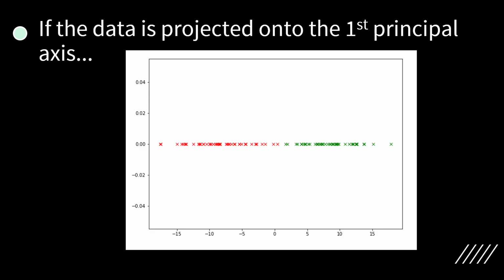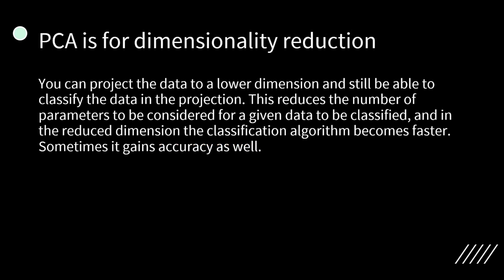Of course, this example is overly optimistic, and in many cases the 2 categories will still overlap and you may need to use more directions to distinguish them. However, it is usually the case that you can project the data to a lower dimension and still be able to classify the data in the projection if you use PCA. This reduces the number of parameters to be considered for a given data to be classified, and in the reduced dimension, the classification algorithm becomes faster. Sometimes it gains accuracy as well.